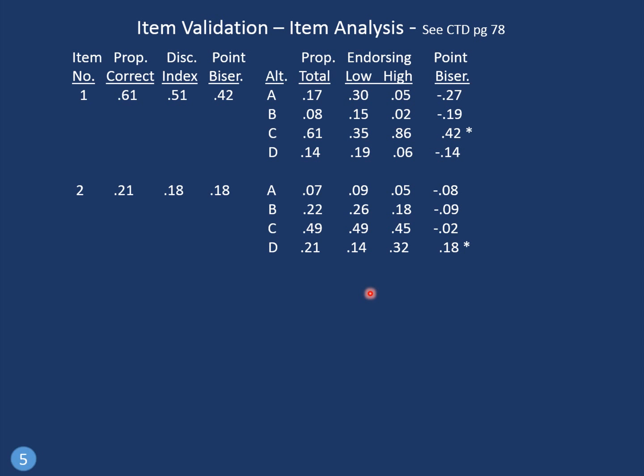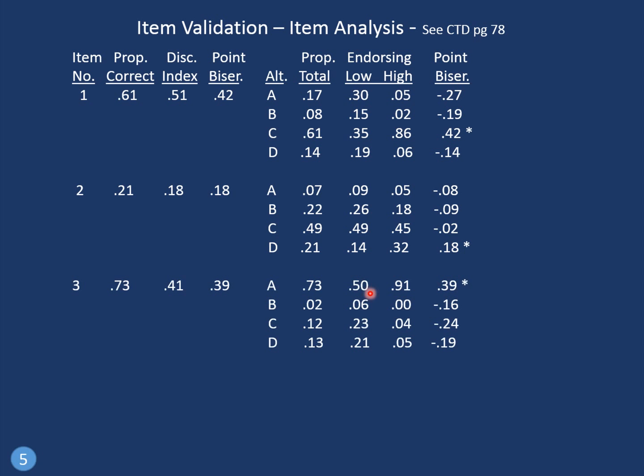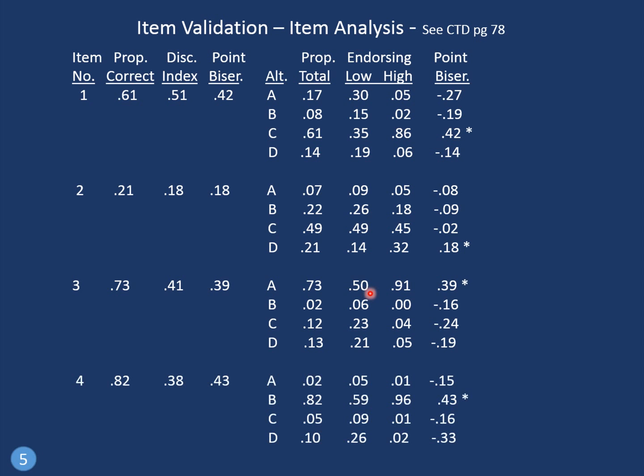There's always a reason, and that's why you need to go back and validate these items if you're going to make decisions about the outcome values that are derived from them. This is a good item. You can see some of the patterns. You can see the discrimination index varies a little bit, like I said, because of the number of students that get it correct or incorrect.